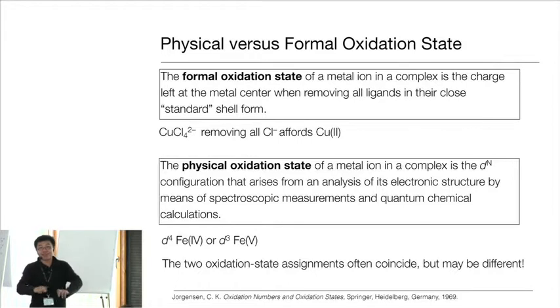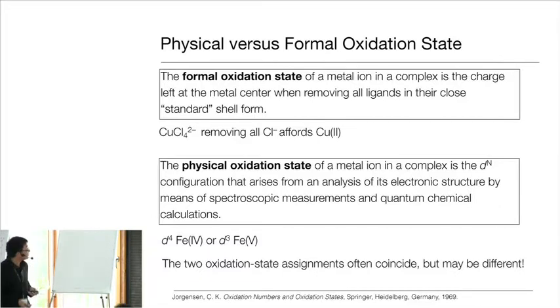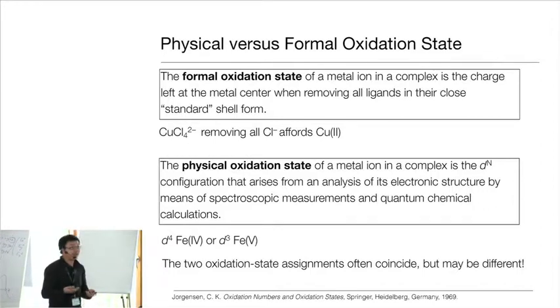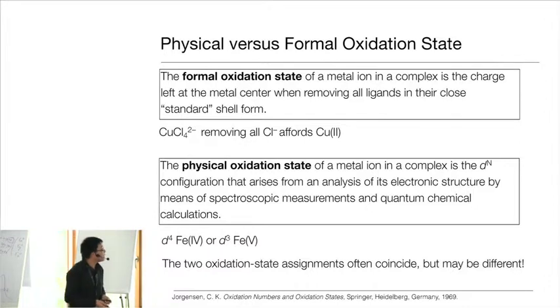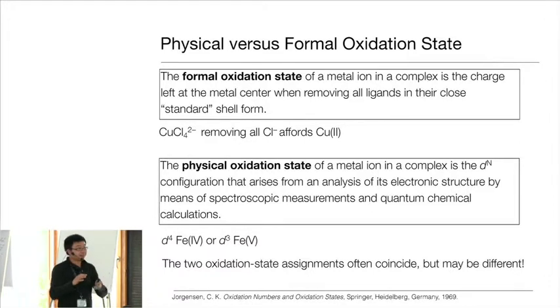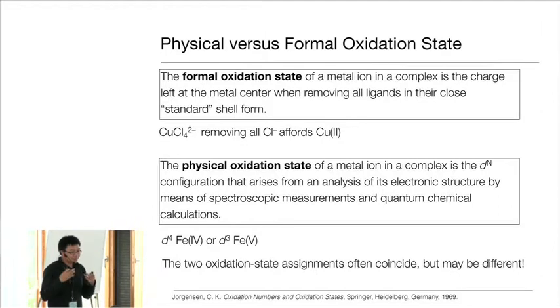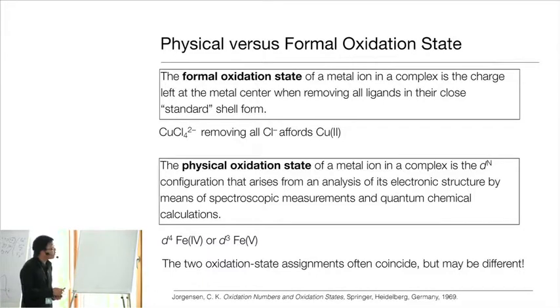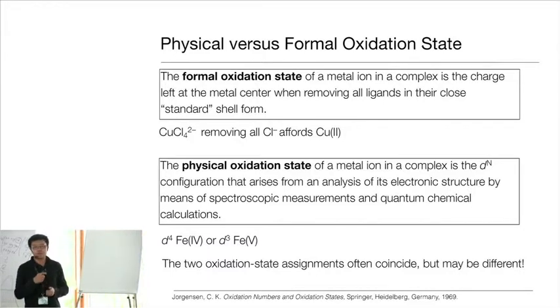By what means can you identify how many d electrons are in your metal center, and then, based on that d electron configuration, get the oxidation state of the metal center? For example, a d4 center is Ru(V) and a d3 center is Ru(IV). So d4 center is Ru(IV), d3 center is Ru(V). Most of the cases are coincidence, but in my cases, most are different, because we talk about a single electron transfer reaction, especially.